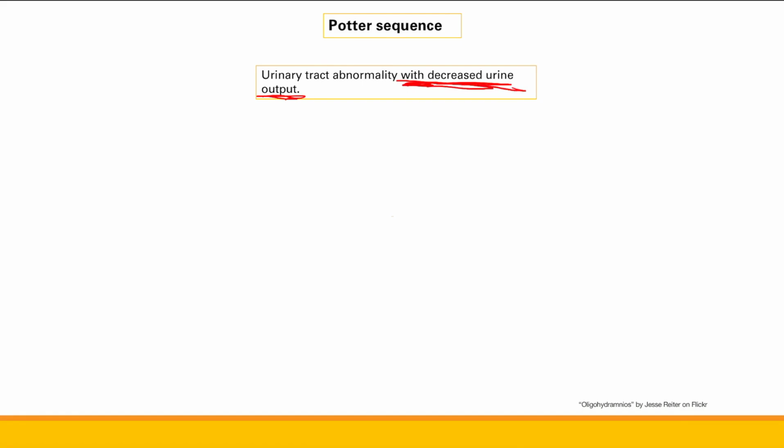Now, there are many different causes for the baby having decreased urine output. And first of all, I want to add that this development occurs even when the baby is in the womb. That's when the problem occurs. And so, you can have decreased urine output due to various factors. The most common and classic one is bilateral renal agenesis. That means that both of the kidneys of the baby did not form. So if you don't have any kidneys, you're not going to have urine output.